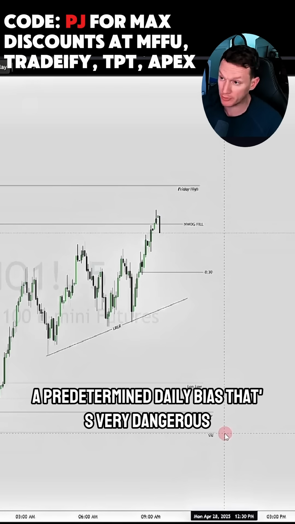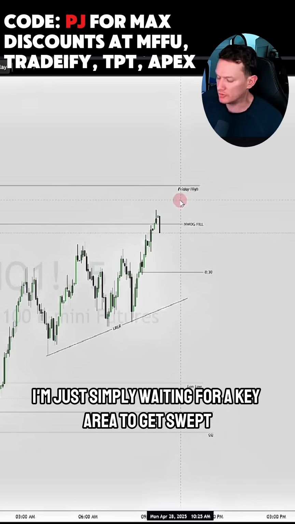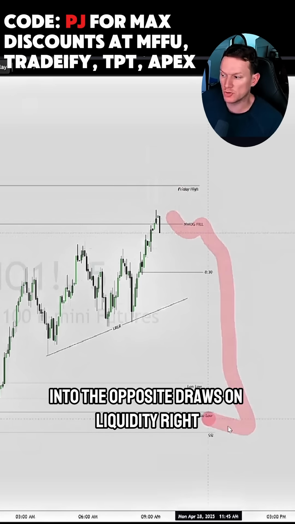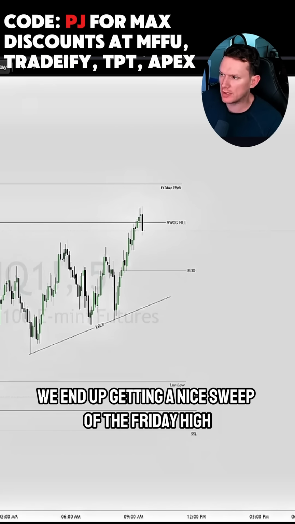I don't come into the market with a predetermined daily bias. That's very dangerous. I don't do that. I'm just simply waiting for a key area to get swept. And then we're looking for a reversal model into the opposite draws on liquidity, right? We end up getting a nice sweep of the Friday high.